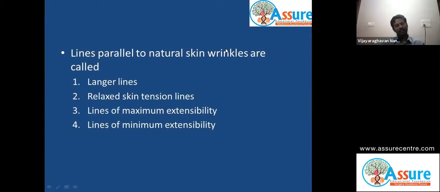Actually, Langer described these lines in cadavers. He used to take an ice pick and make a stab incision, a circular stab, but the circular stab wound would get converted to elliptical. That's how he described it. There is a tension in the skin. It is not a lax structure, it's a tension and it is in a particular direction. And this direction is perpendicular to the underlying muscle, and this is parallel to the skin wrinkles.